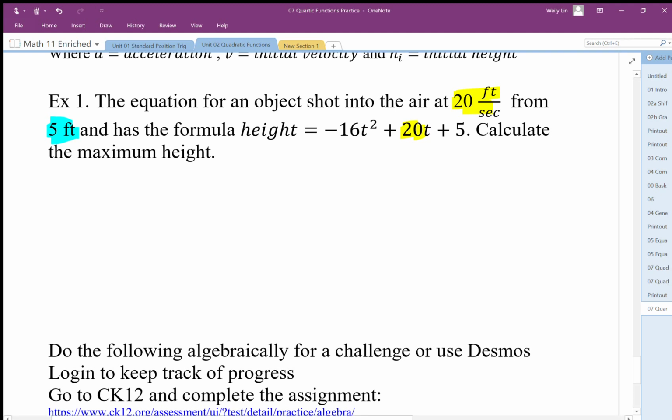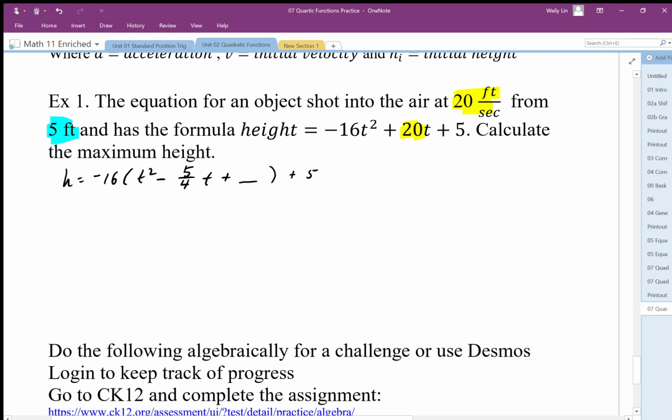So here, if we want to find out the maximum height, we can just complete the square. I'm going to do that. I go -16t squared, plus, factor out the negative, so we're going to end up with 20 over 16 t plus blank plus 5. I'm going to simplify this to 5 over 4.